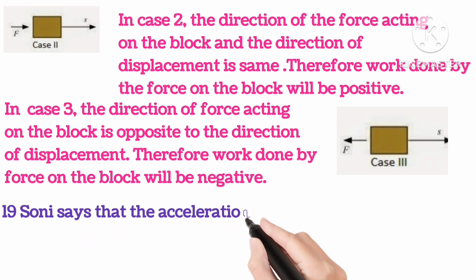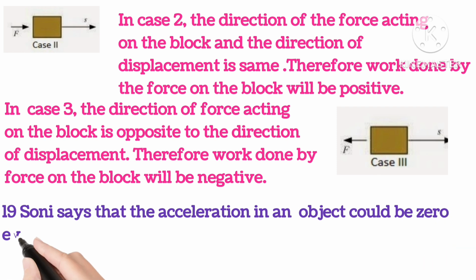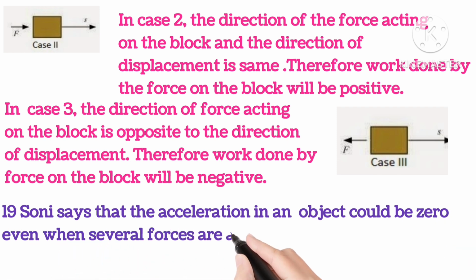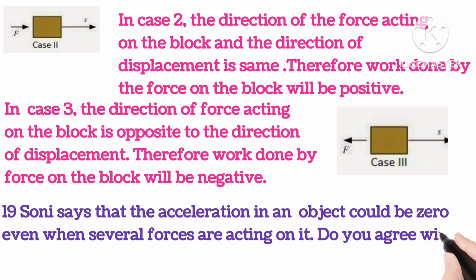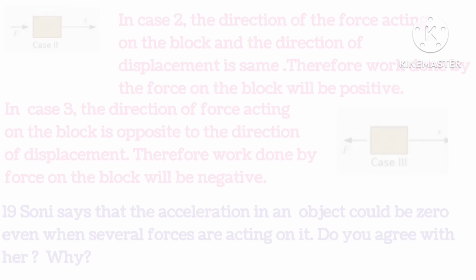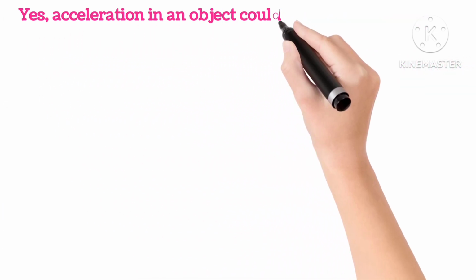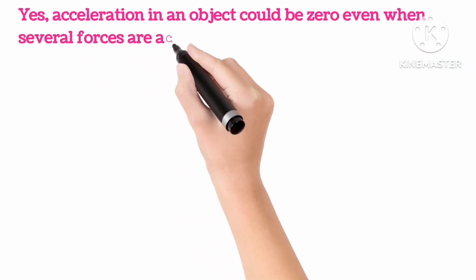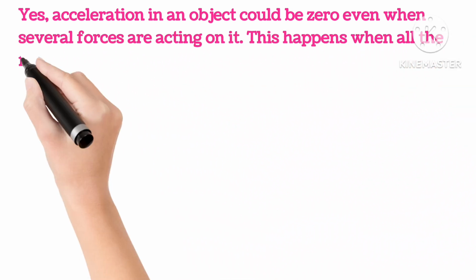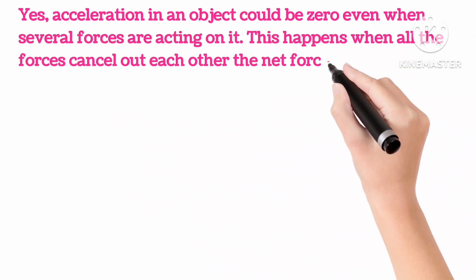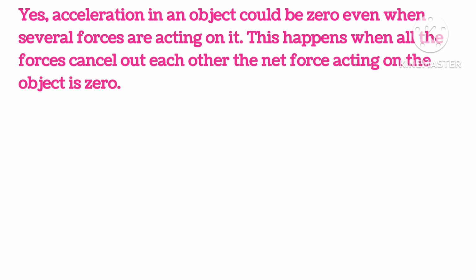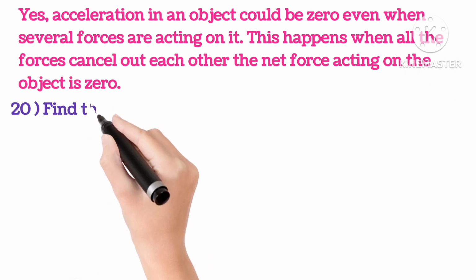19. Sony says that the acceleration in an object could be zero even when several forces are acting on it. Do you agree with her and why? Yes, acceleration in an object could be zero even when several forces are acting on it. This happens when all the forces cancel each other and the net force acting on the object is zero.